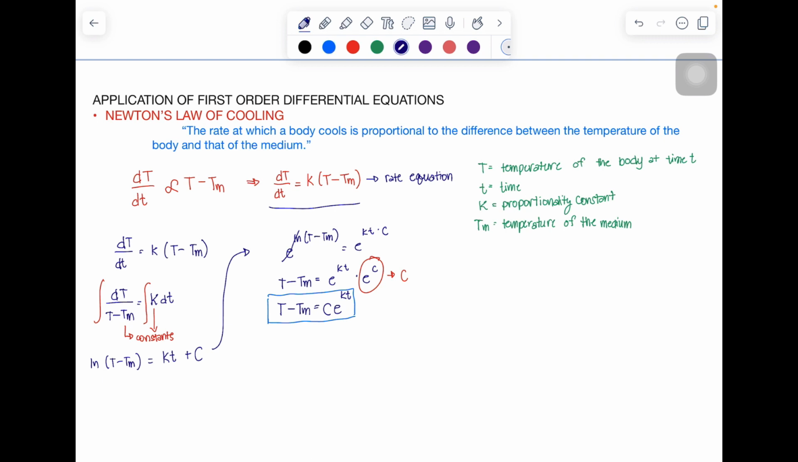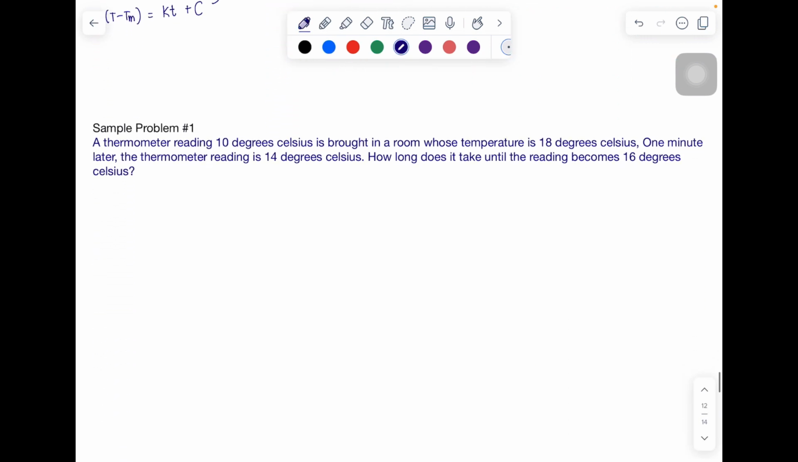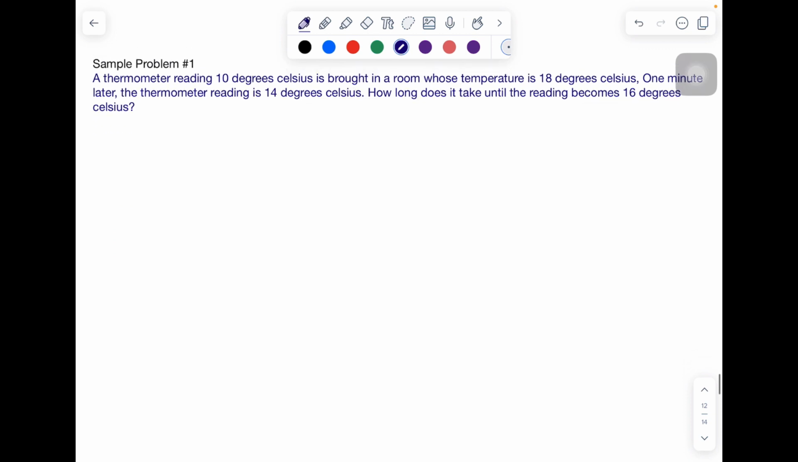All right, so let's put that into an example. We have a sample problem here. It states that a thermometer reading 10 degrees Celsius is brought in a room whose temperature is 18 degrees Celsius. 1 minute later, the thermometer reading is 14 degrees Celsius. So how long does it take until the reading becomes 16 degrees Celsius?